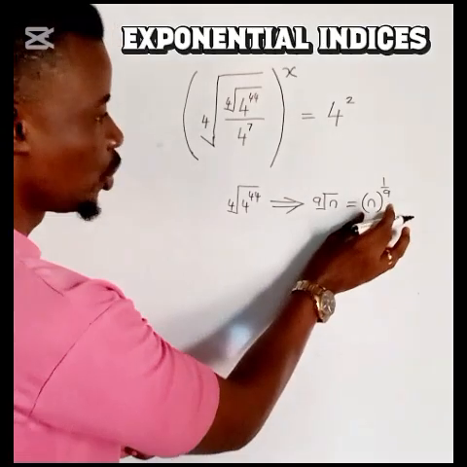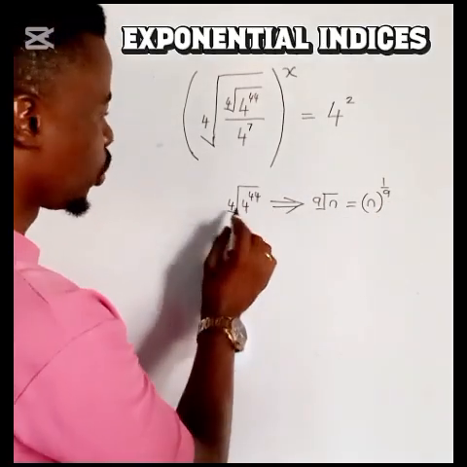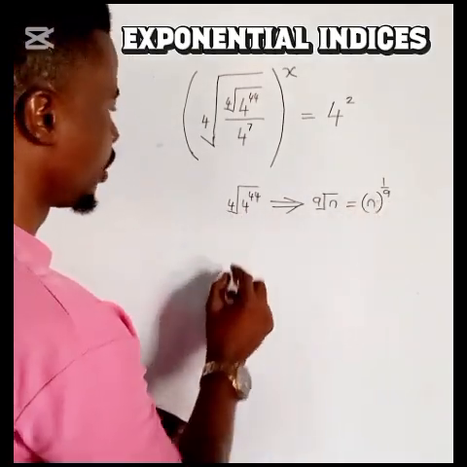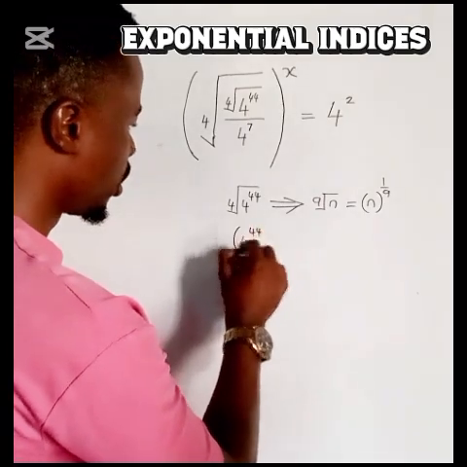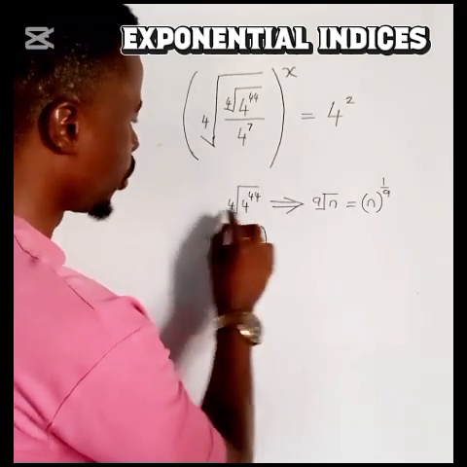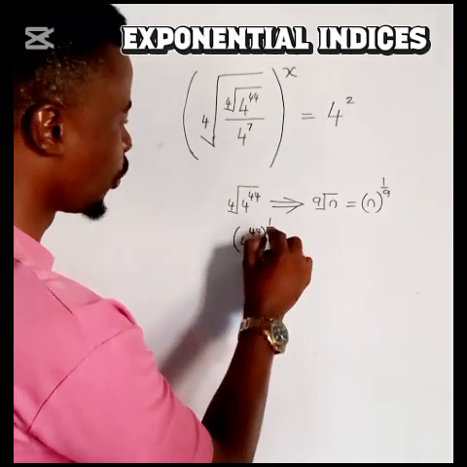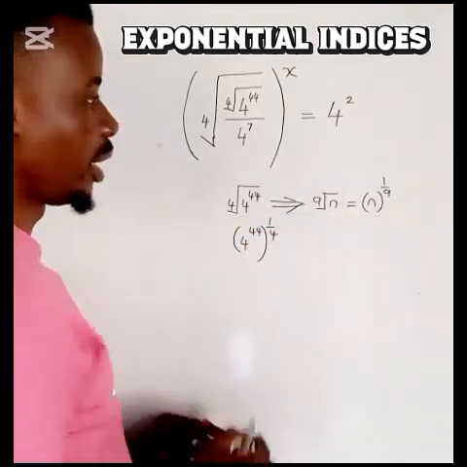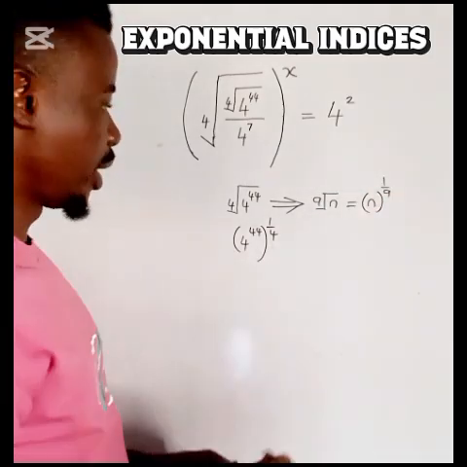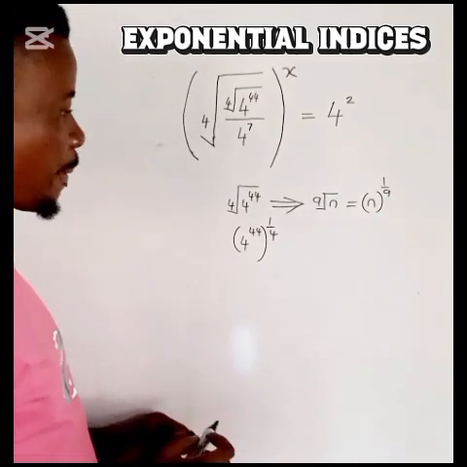So how can we now use this to simplify? We can write this in this form. It becomes 4 raised to the power 44, all raised to the power 1 over 4. This fourth root now becomes 1 over 4, because the a-th root of n is equal to n raised to the power 1 over a. So that's how we're going to simplify this.